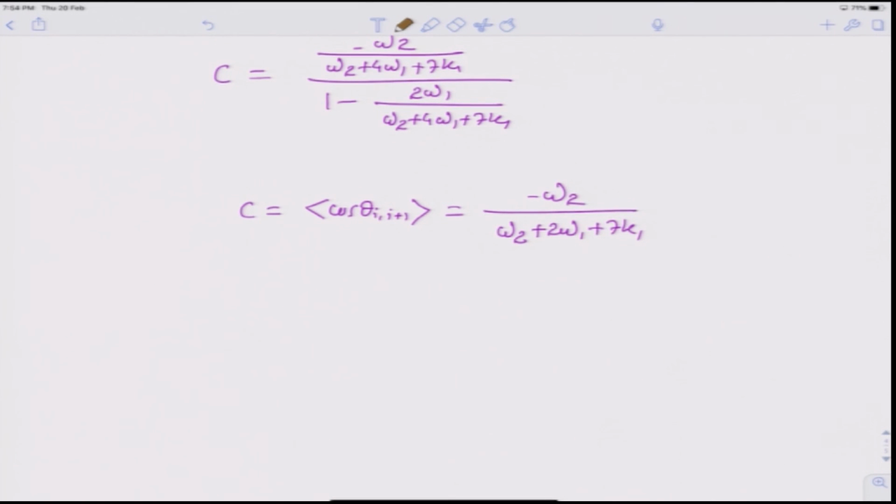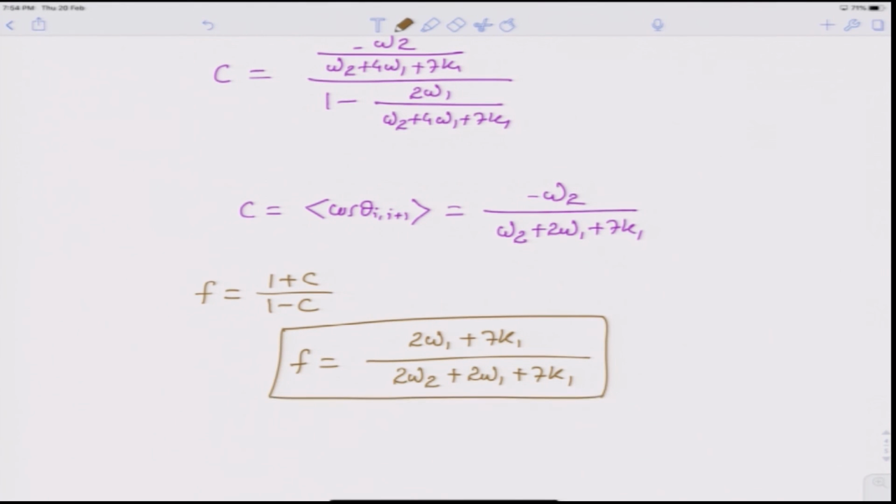And if we substitute in the expression for correlation factor, which we know f is equal to 1 plus C over 1 minus C, then we get the expression for correlation factor in FCC for the diffusion of substitutional atom by vacancy mechanism as 2 omega 1 plus 7 k1 divided by 2 omega 2 plus 2 omega 1 plus 7 k1, for substitutional atom diffusion by vacancy mechanism in FCC.